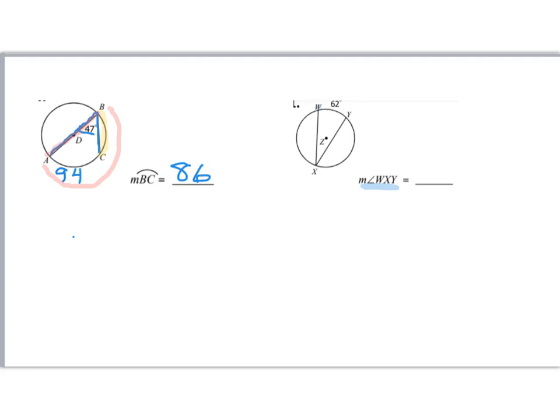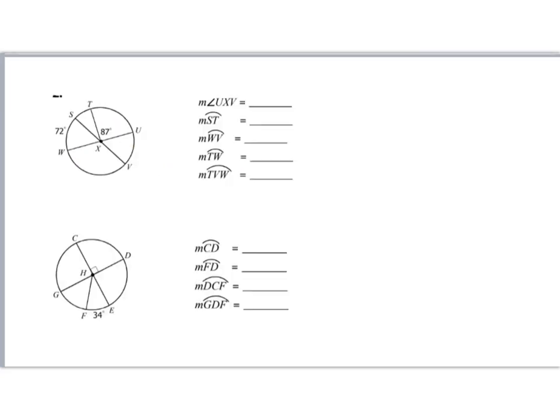Okay, looking at this next one here, what we need to look at is it says we want the angle WXY. Okay, so just think about it. If we want that angle WXY and this is an inscribed angle, that means that inside here is going to be half. So it's just 31. All right, guys, we're done.